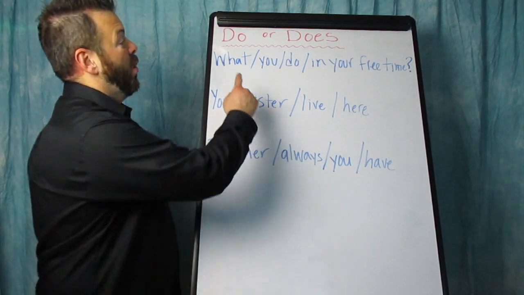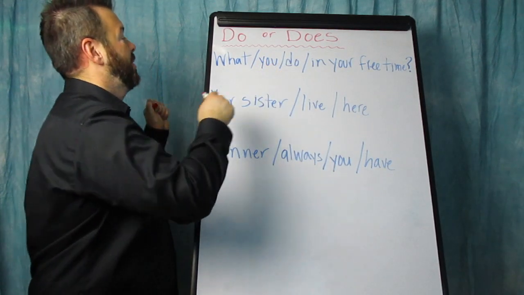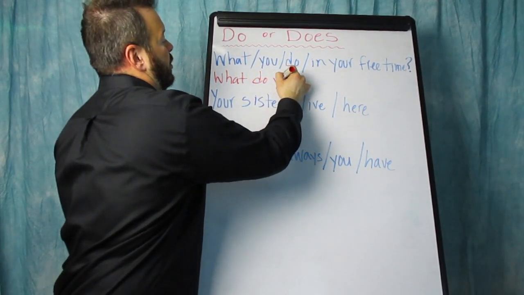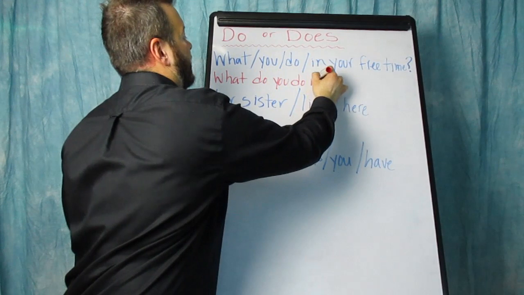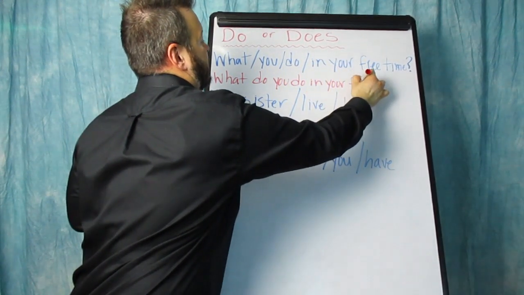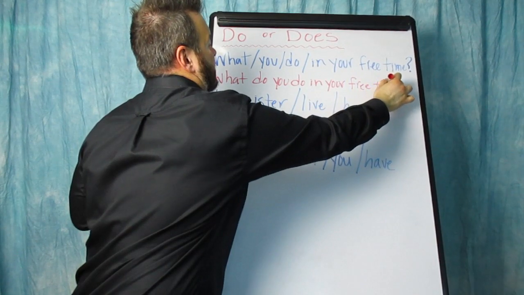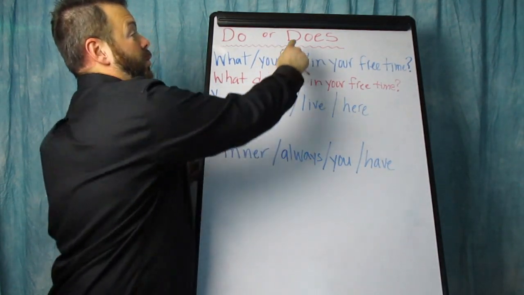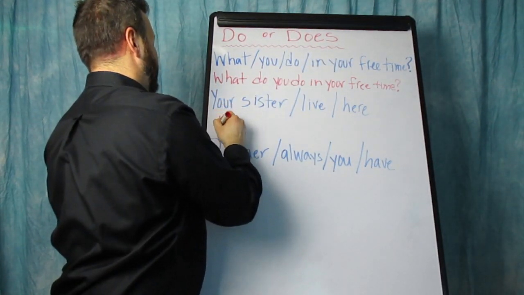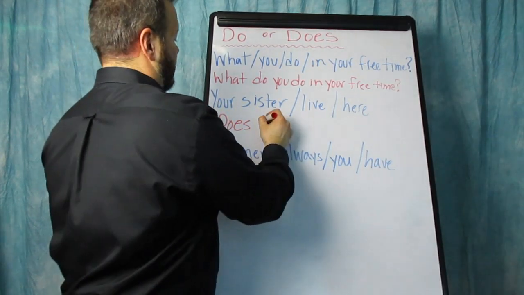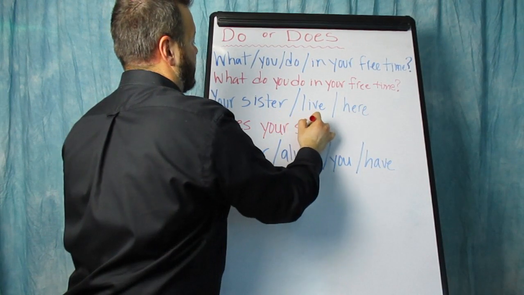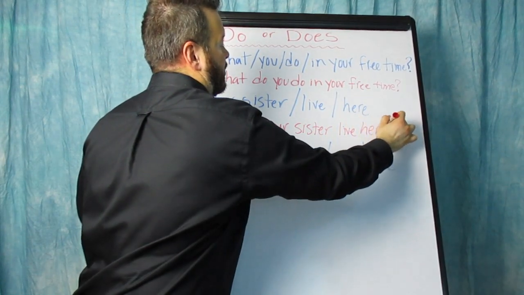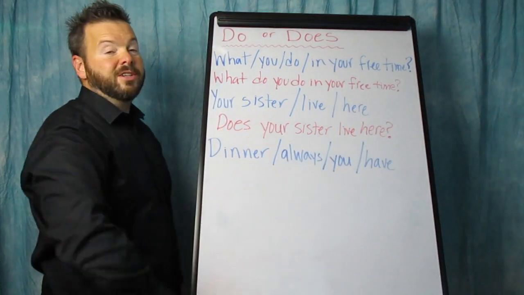Okay, great. What you do in your free time, turns into: what do you do in your free time? Your sister live here. We're going to use does. Does your sister live here? Does your sister live here?